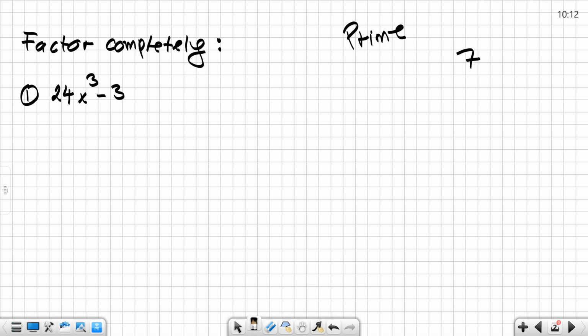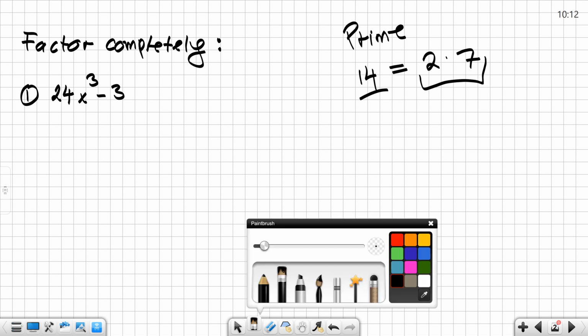For instance, the number 7 is prime, while the number 14 is not. 14 is not prime because 14 is the same thing as 2 times 7. Both of these are prime. This one is called a composite. Prime numbers, composite numbers. So, I have 24x cubed minus 3.